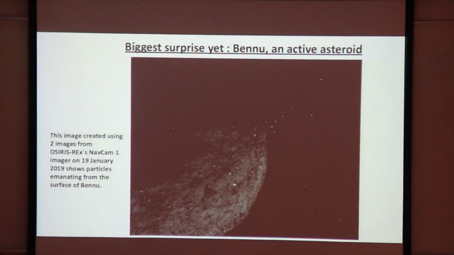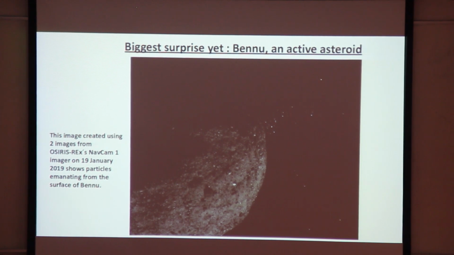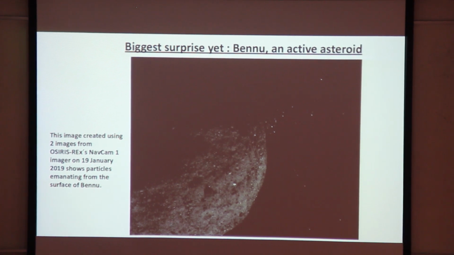And the biggest surprise of Bennu yet is that we discovered some dust particles that emanated from the surface of Bennu. So this was early January, and we were just using the navigation camera observations. Then one of these images, this is a combination of two images, gives an insight that some particles emanating from the surface are visible. This means that Bennu is throwing some material up. And so we followed on.